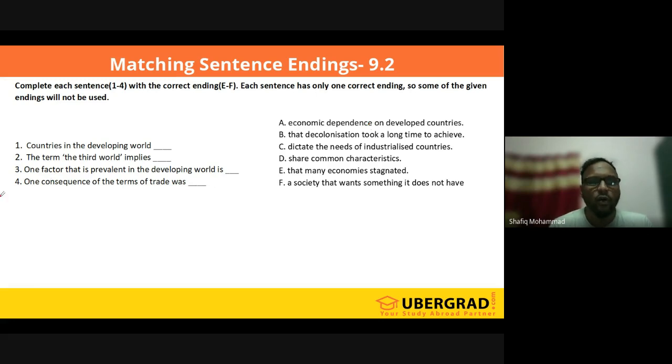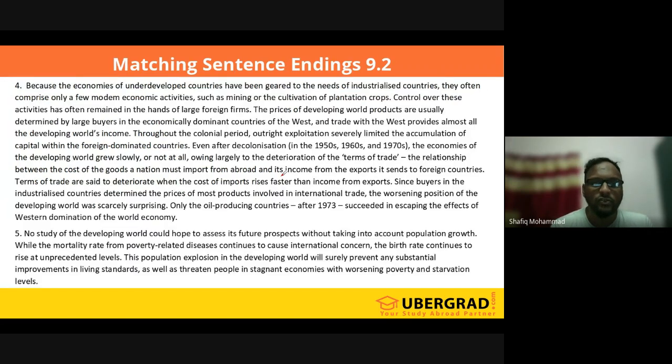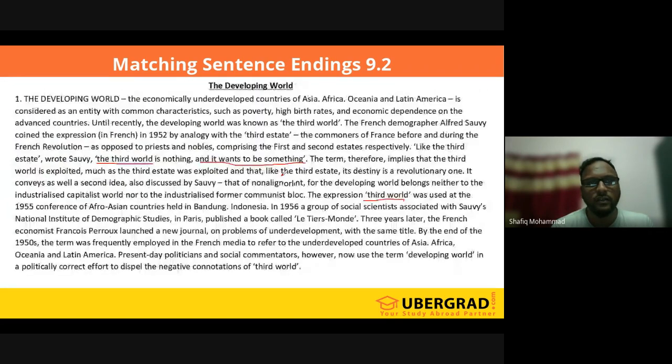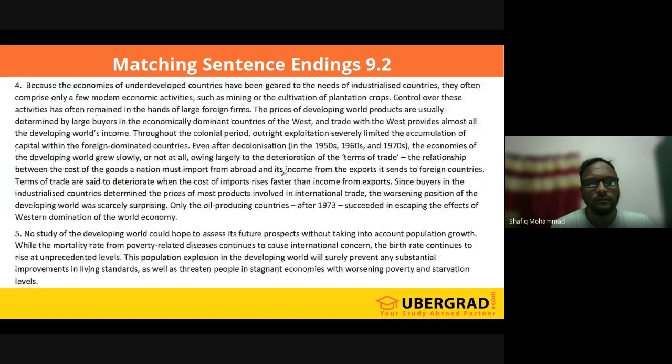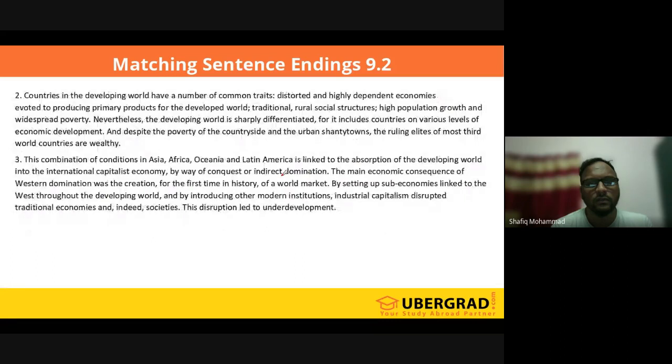Then one consequence of terms of trade was... so because of trade, what happened? What happened because of trade? So shall we check? Yes, we have something about trade here. Yes, world market is nothing but trade.